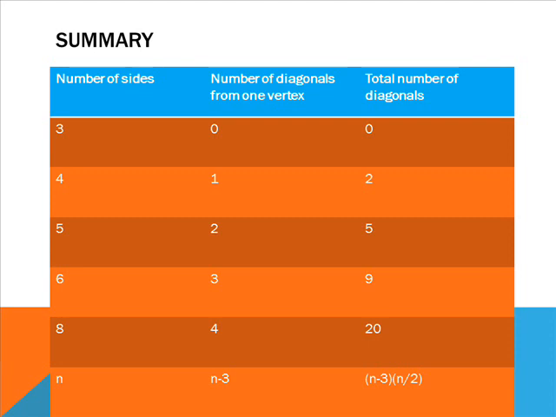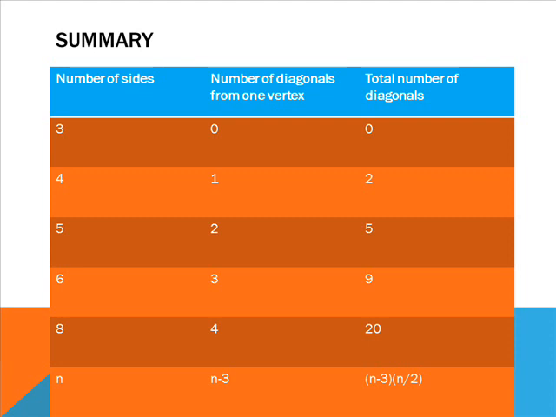The first column is the number of sides, the second column is the number of diagonals from one vertex, and the last one the total number of diagonals. As you go down the table, you can easily see that the number of diagonals from one vertex is always the number of sides minus 3. In other words, n minus 3.